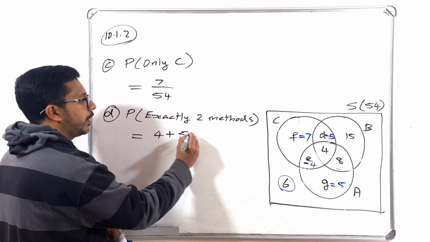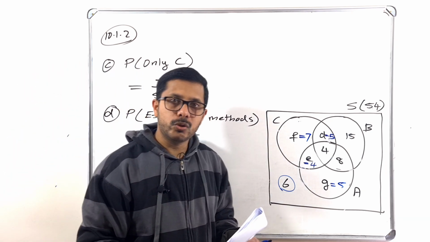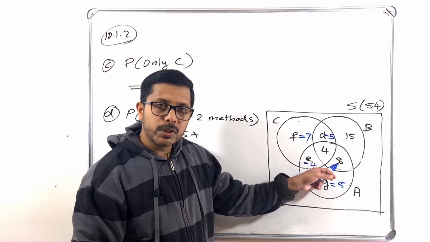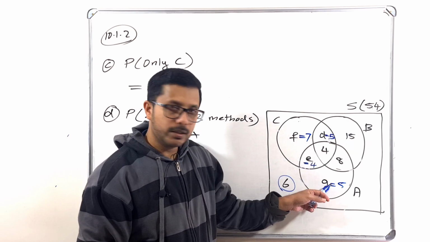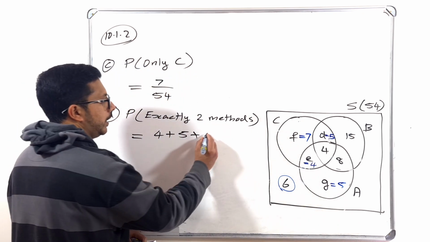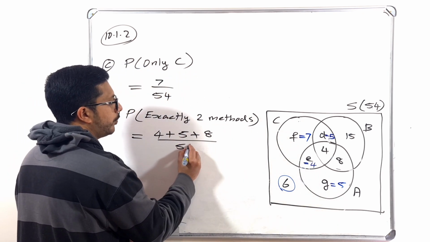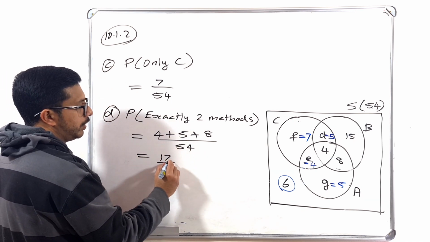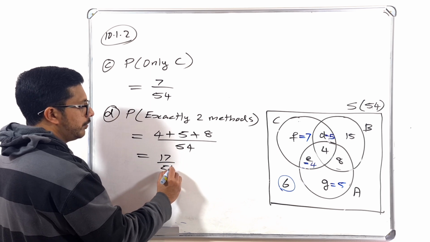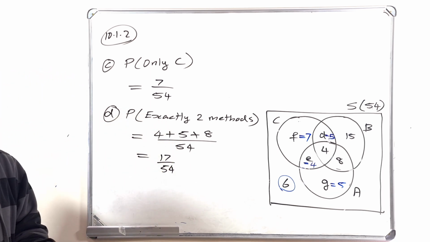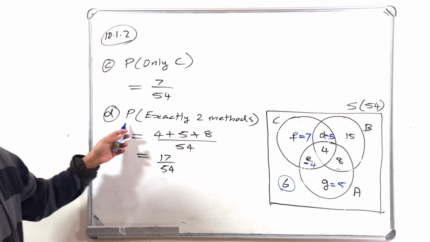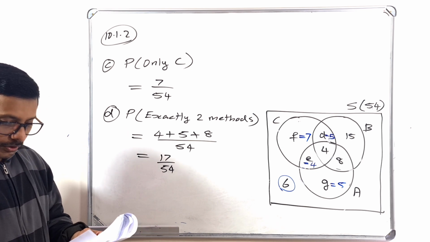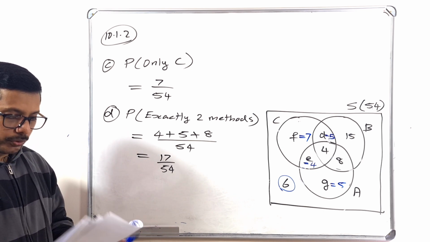So it is 4 plus 5 plus, then which one? In this B and A, these 8 countries are using exactly 2 methods, B and A. So plus 8, the whole divided by total, how many? 54. So check in your calculator, what is the answer? 17 over 54, am I right? Yeah, 17 over 54. So the probability of exactly 2 methods is 17 over 54. So that is question number 10.1.2. Now let's move to the next question.